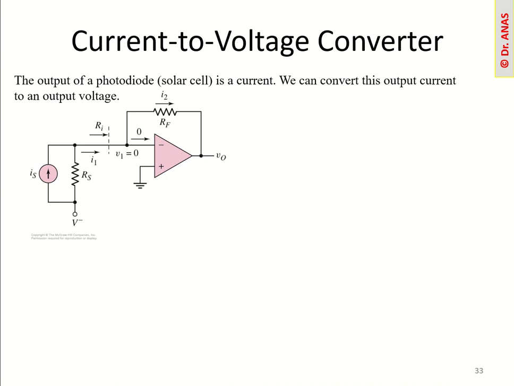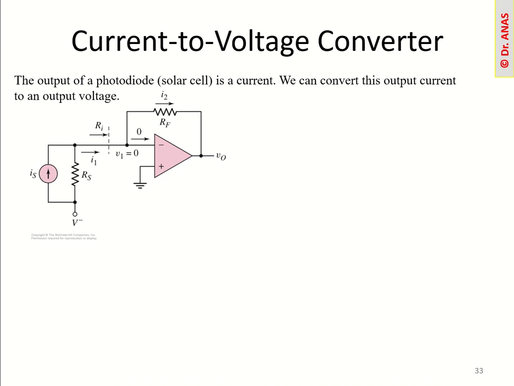Welcome back, class. Earlier we have learned about the inverting amplifiers, non-inverting amplifiers, and applications of the inverting and non-inverting amplifiers, for example, the summer circuit and voltage follower. Now we are going to learn about more applications of the op-amp amplifier. The first one is the current to voltage converter.